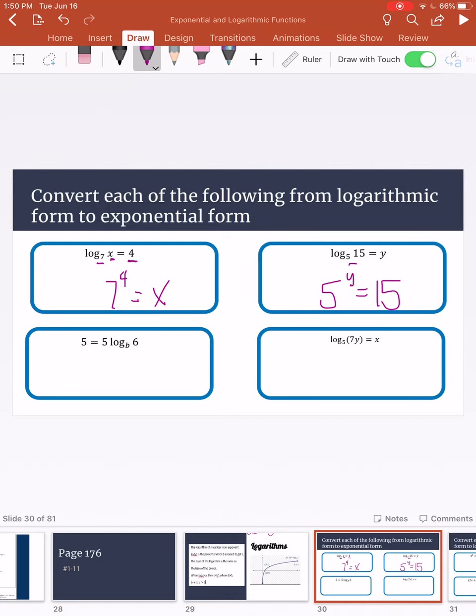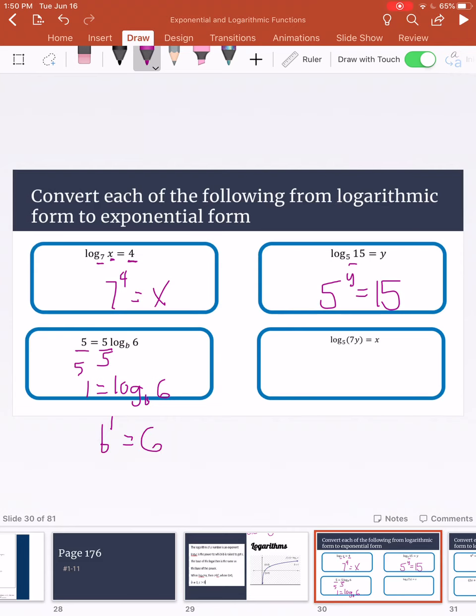The next one, when you convert logarithms, you actually want to isolate the logarithm to start with. So I'm actually going to divide this 5 over. So I end up with 1 equals log b 6. So my base is b, my exponent is 1, and it equals my argument, which is 6.